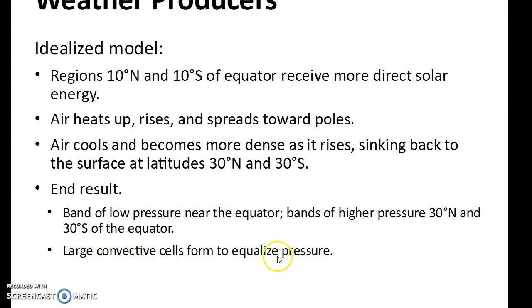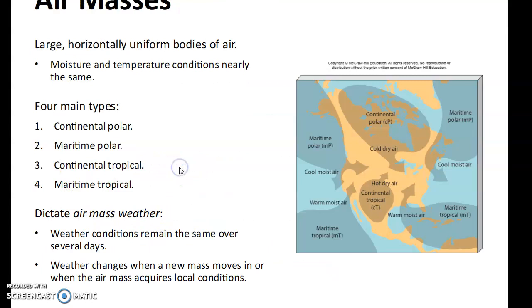Large convective cells form to equalize the pressure, right? Air masses: large horizontal uniform bodies of air. Moisture and temperature conditions are nearly the same. There are 4 major types. Continental polar, right up here. Maritime polar, up here. Continental tropical, that's down in here. And then maritime tropical, that's down here closer to the equator. Okay, so you've got this version first, these up here, then you've got this, and then you've got these. This actually extends over land, and it's over a lot further as well.